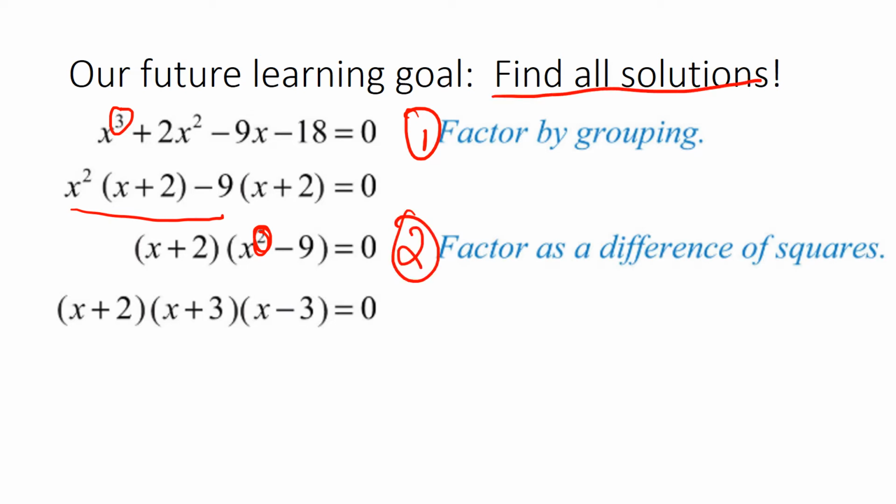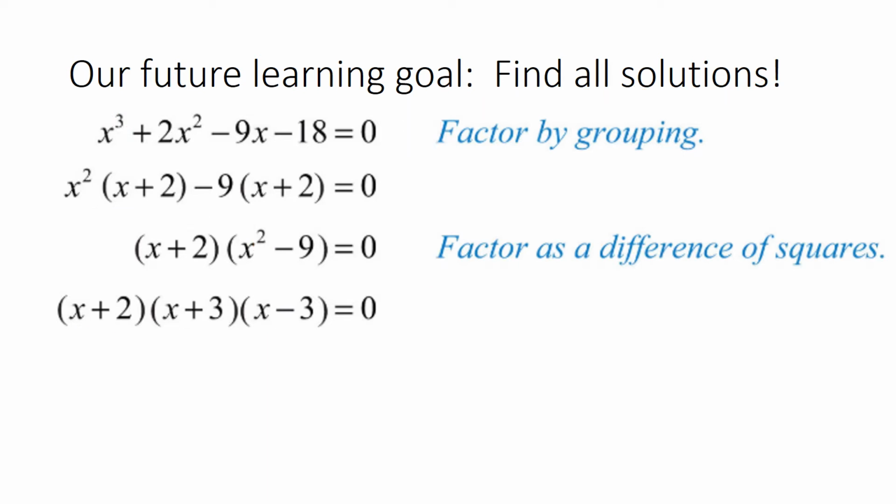So when we find all the solutions, our goal is to get 3 solutions, because we know our degree tells us how many solutions we have. That means we have to have that many sets of parentheses for our solution. So if the degree of our polynomial in this example is 3, that means I have 3 solutions, which means I'm going to have to factor twice so I can get my 3 sets of parentheses.